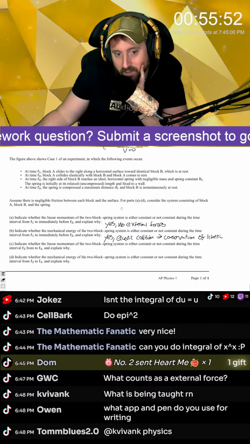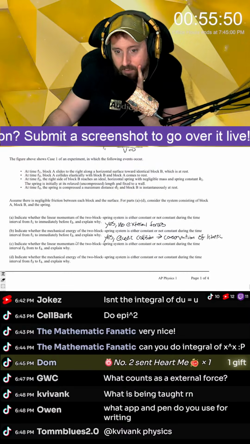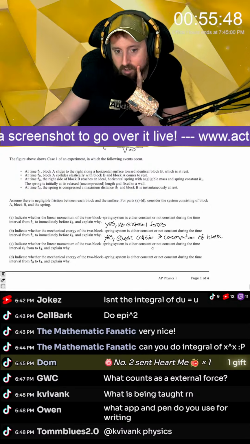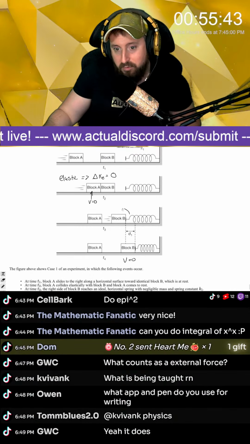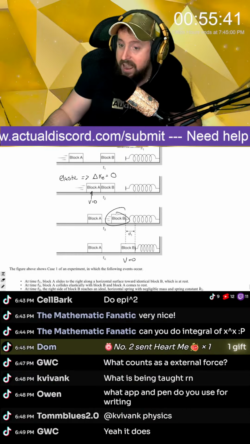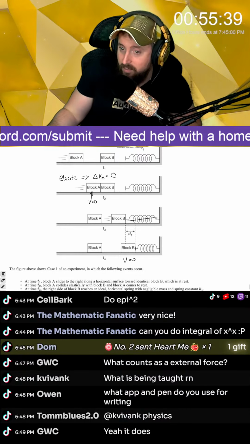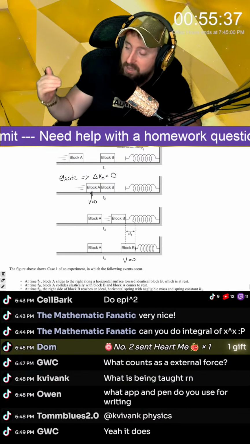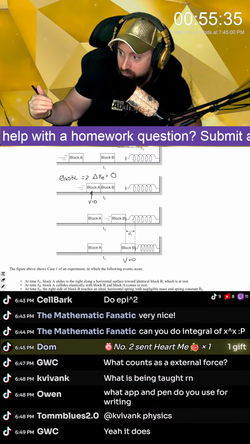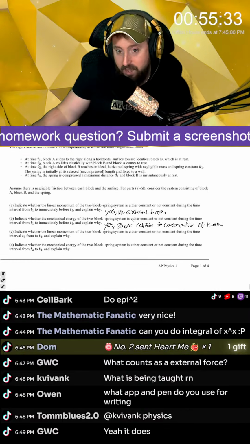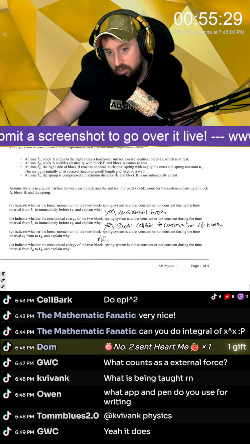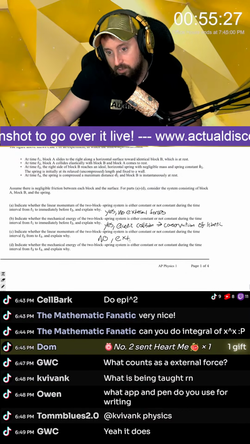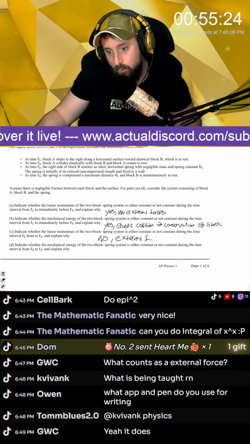Okay, indicate whether the linear momentum of the two-block spring system is constant or not constant during the interval from t3 to t4. Exactly. So from t3 to t4, now block B is fighting the spring. So block B experiences a force. And because there are external forces now, the momentum is not conserved. So you can say no, and you can say there's an external force from the spring.